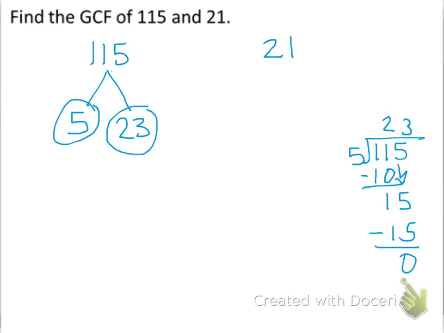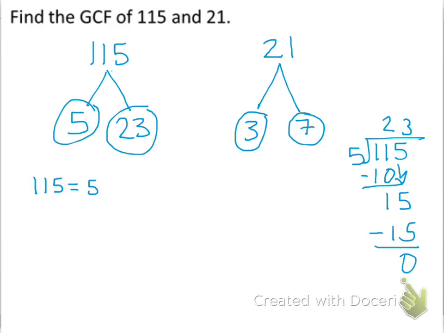Now it's time to do 21. When I see 21, I think of 3 and 7 as my factors, and 3 is prime, and 7 is also prime. So you know what? That means that factor tree is done as well. The next step is to write out our prime factorization. So we have 115, and that is equal to 5 times 23. Then we have 21 over here, which is equal to 3 times 7.